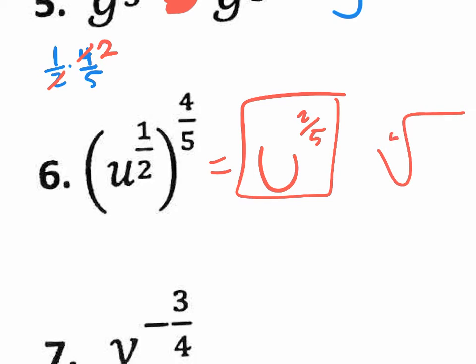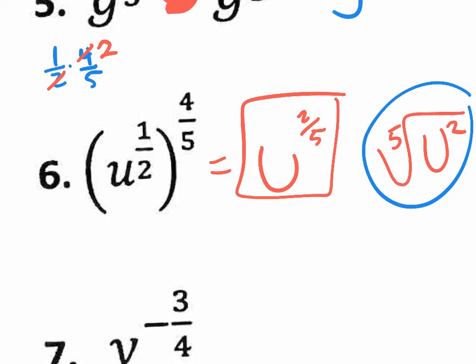The 5th root of u squared. The 5th root of u squared. Or you could put it the 5th root of u in parentheses with the power of 2 on the outside. Either way is correct, but it depends on the instructions. Do I want it in exponential form, or do I want it in radical form?